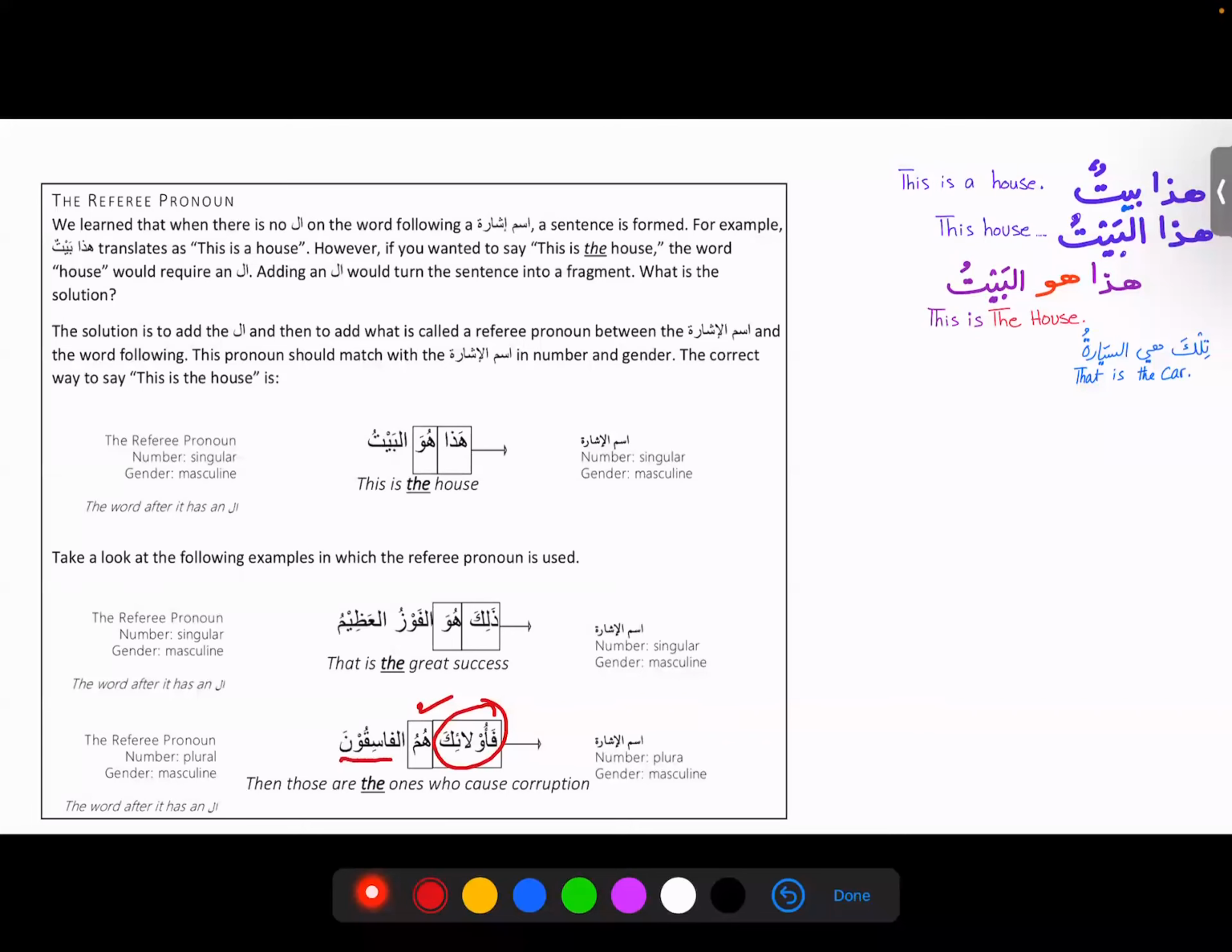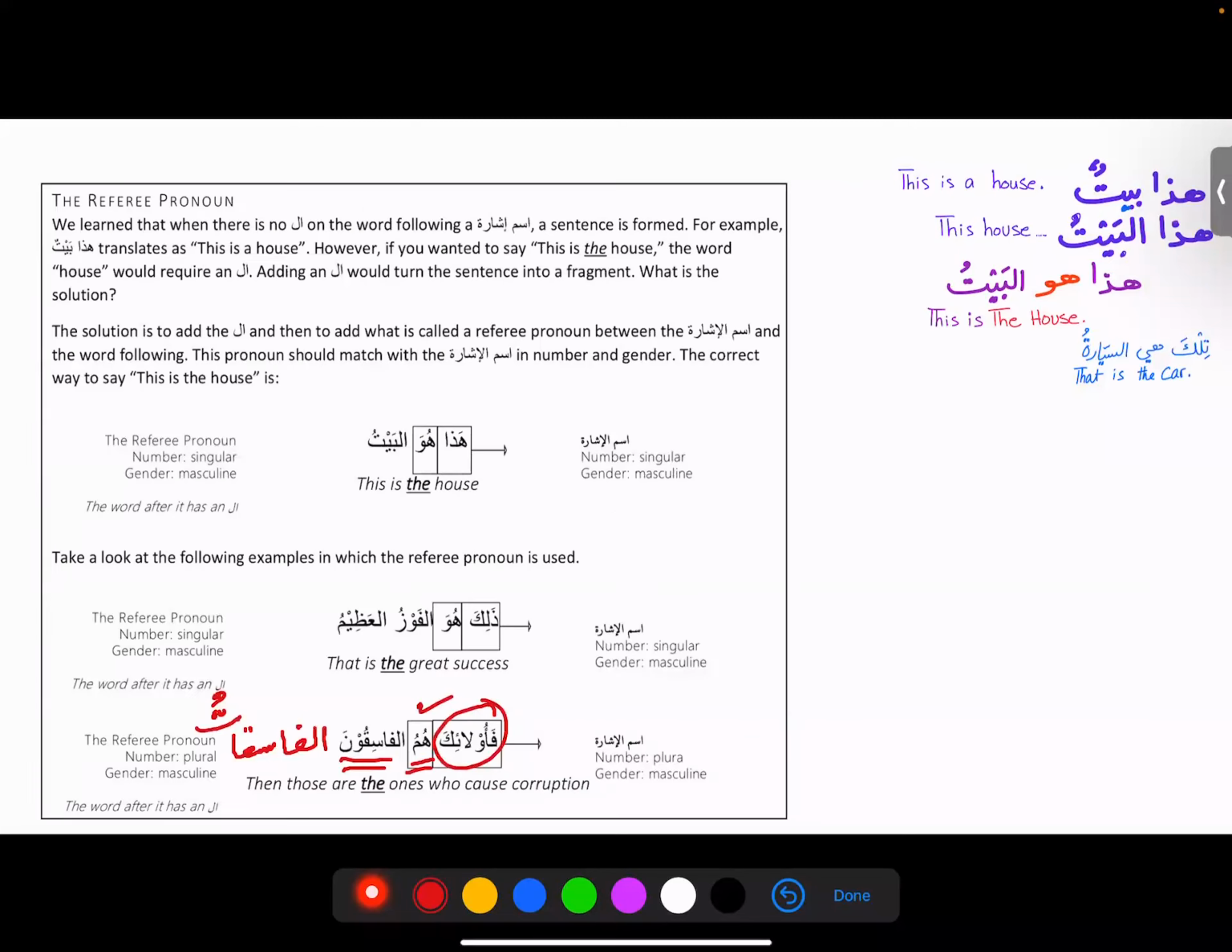Okay, if instead of fasikun I want to use the ladies, what is going to be the plural lady version, the hunna version of fasikun? Fasikin? No, I said hunna, ladies. Al-fasikatu. Now, what pronoun am I going to use? Hunna. So, ulaika hunna al-fasikatu. This is how it is going to match.